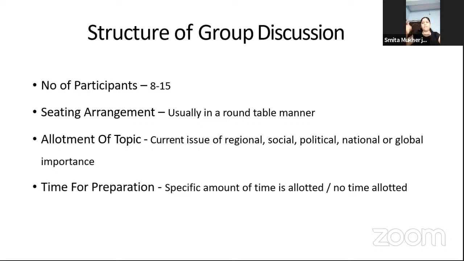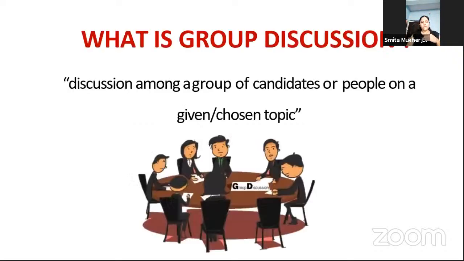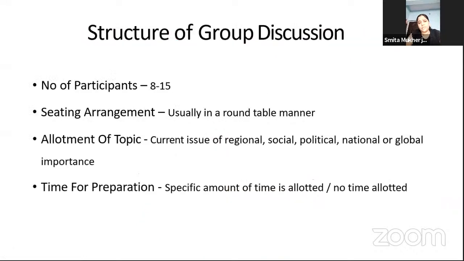It's not even fully round, because if it is round and I am sitting here, the participants behind me, I am not able to see their facial expressions or how they are speaking, and I want to see that. So most of the time the seating arrangement is semicircular.